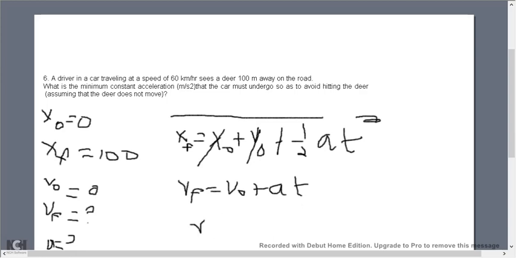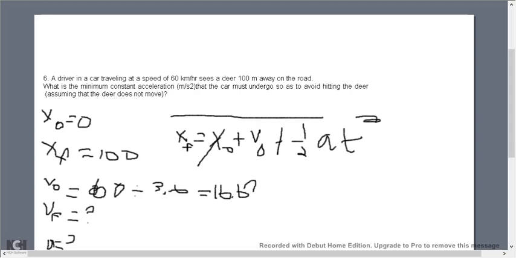The problem says a car is traveling at 60 kilometers per hour. So he's already moving. So he's 60 kilometers per hour. No, we got to go to meters per second. So we're already at kilometers per hour. So I should just divide by 3.6. And that should give me, handy dandy calculator, 60 divided by 3.6 should give me 16.67 meters per second.